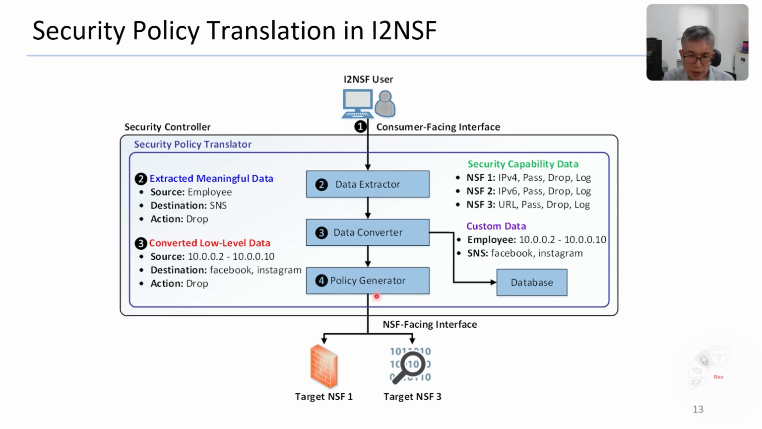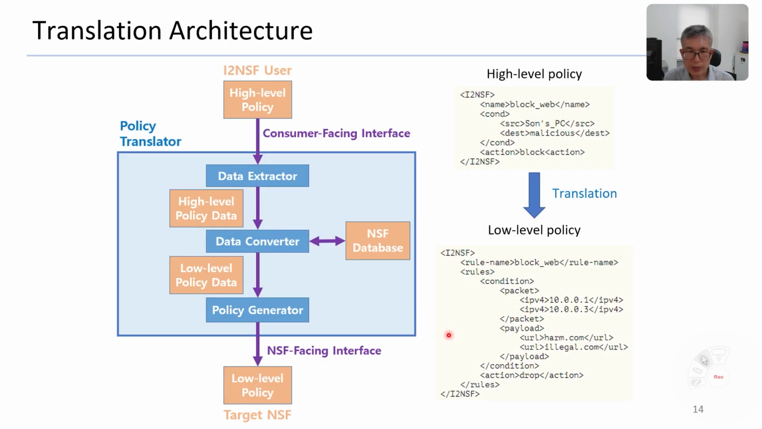And then the policy generator makes the low-level policy, written in an XML file, and then it is delivered to the appropriate network security functions over the NSF-facing interface. This is an example translation architecture. So the high-level policy is given to the policy translator. Previously we saw, right? The data extractor, data converter, and policy generator contact the NSF database for translation.